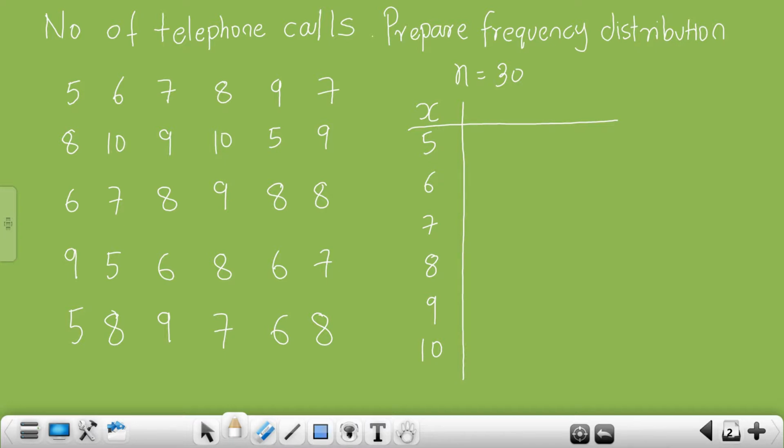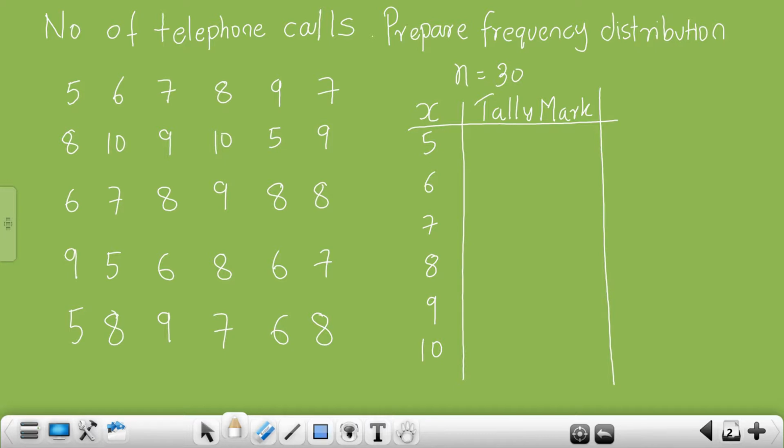So we write down the values in one column as x: 5, 6, 7, 8, 9, 10. And now we need to prepare the tally marks. What is basically a tally mark? A tally mark is a method to mark the number of times that an observation is repeated, right?